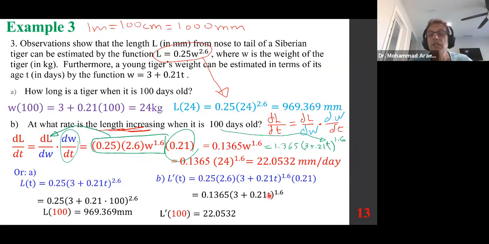Now, what it means is the length of a Siberian tiger is increasing at a rate of 22.0532 millimeters per day after it is 100 days old. Okay, that's the meaning of it. I hope everybody is comfortable with that.